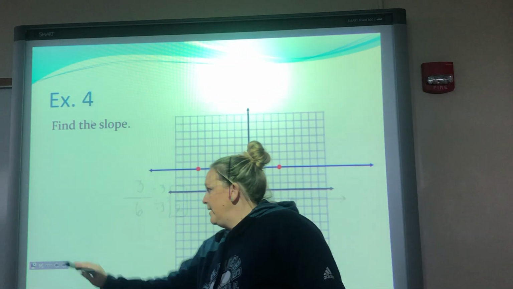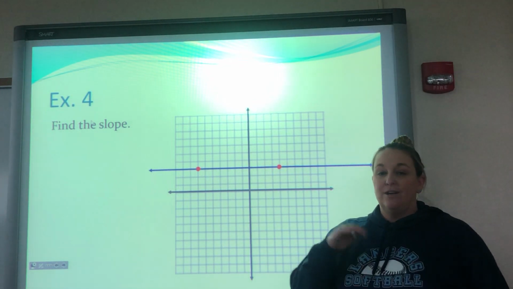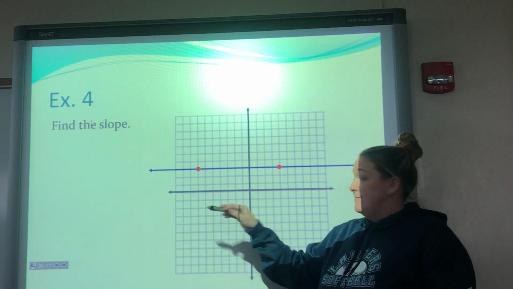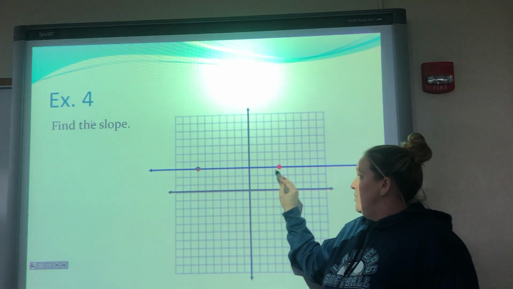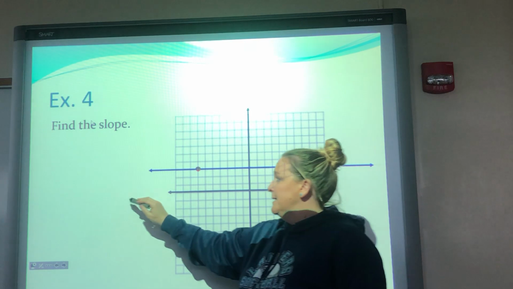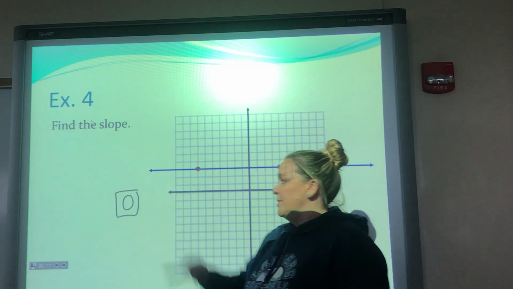Next one is a little bit trickier, because I keep telling you to start at the lower point. Well, what's tricky about that? They're the same. This is not lower than this, so hopefully just by looking at this and seeing that horizontal line, this would be 0 slope.